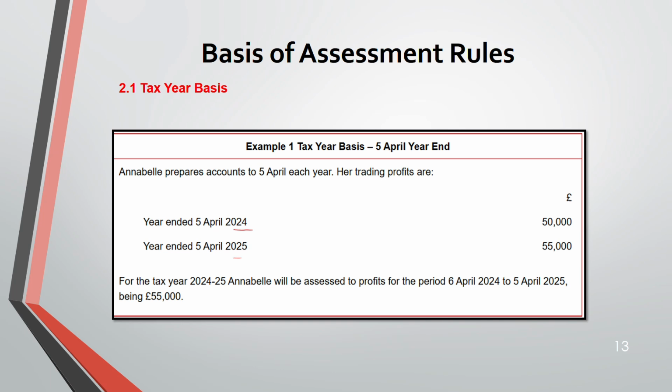So, we are in which tax year? Remember, we are always in 24-25. Okay, so for the tax year 24-25, he will be assessed on profits for 6th April 2024 to 5th April 2025. This is the starting, this is the end. So if you see year ended 5th April 2025, it is in this tax year, this 55,000.